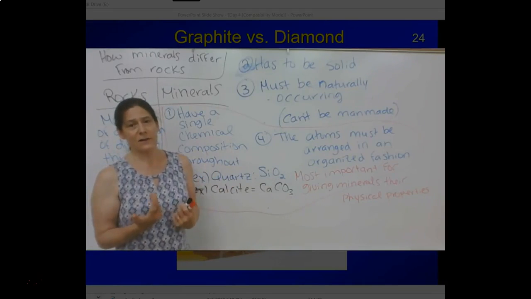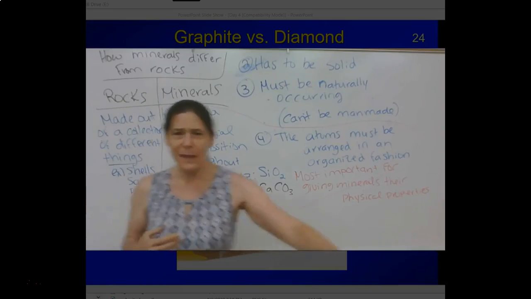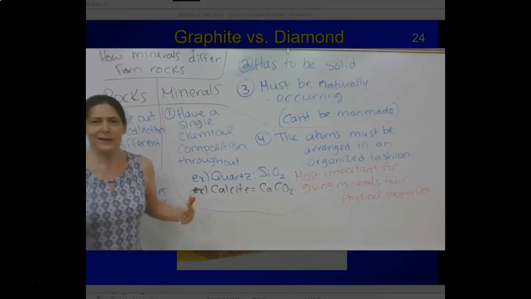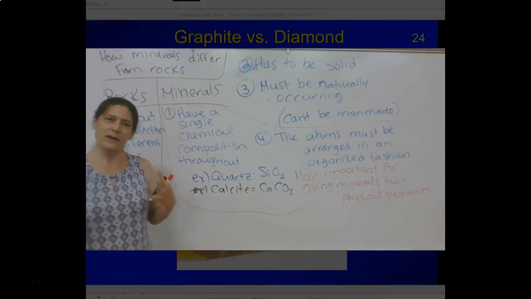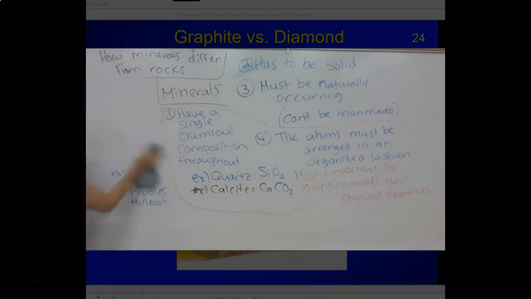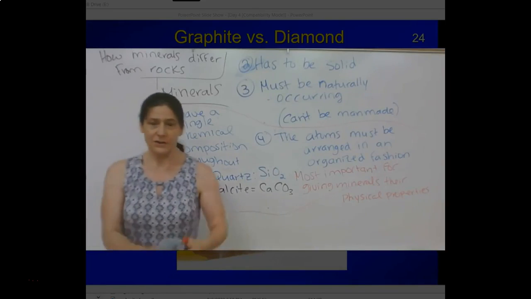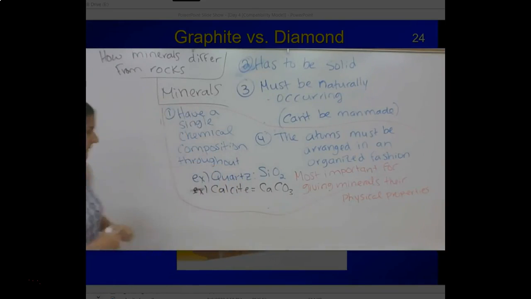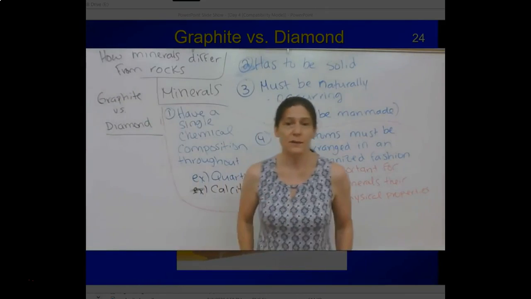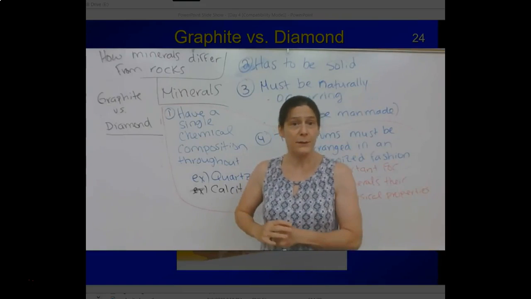Graphite and diamonds are just kind of fun examples. I'm going to write a little bit on the board about graphite and diamonds. I'm not going to test you on graphite and diamond per se, but I want you to understand why they're significant. So, graphite versus diamond. You might want to add to your notes that graphite is what we call pencil lead. So same stuff, something that's familiar to you.